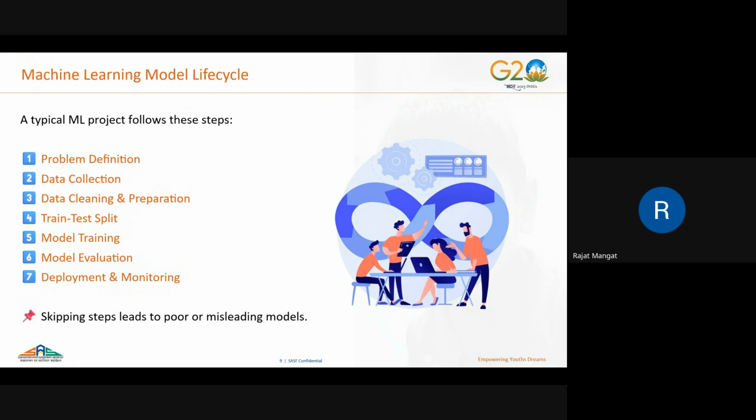So if we look at the machine learning model life cycle, it looks as follows. A typical ML project follows these steps. Problem definition: first, the problem is defined. Then the data is collected. If you have gone through the earlier lectures properly, you will find that these steps resemble the data analytics life cycle steps that we told you earlier. Then the data is cleaned and prepared. Then the data goes through a train-test split. We split that data into two parts.